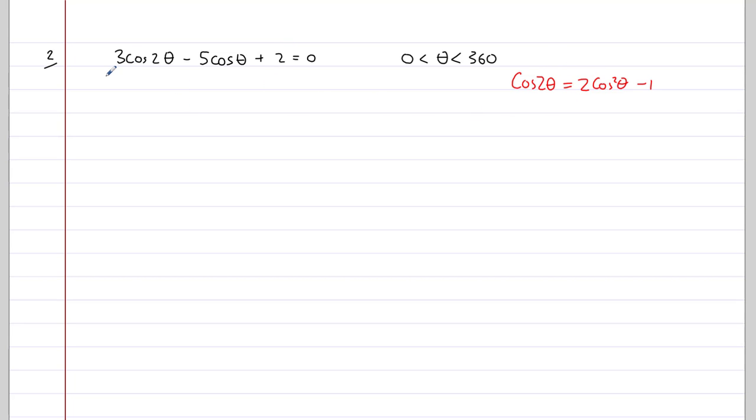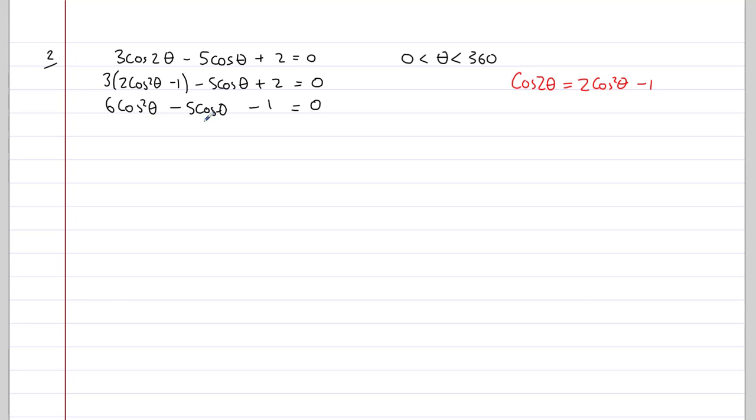So we can say now that 3 multiplied by 2 cos squared theta minus 1 in a bracket minus 5 cos theta plus 2 equals 0. Expanding out the brackets and simplifying, here we get 6 cos squared theta. We'll have a minus 3 here, we'll deal with that later. We're going to have minus 5 cos theta. And here we've got 3 times minus 1 is negative 3, plus 2 gives us negative 1.